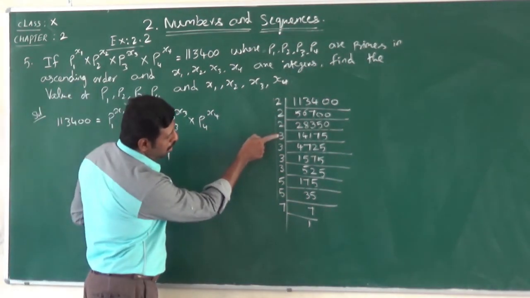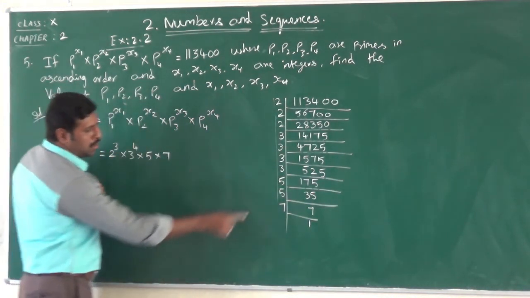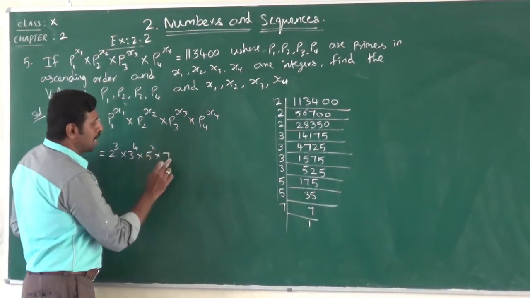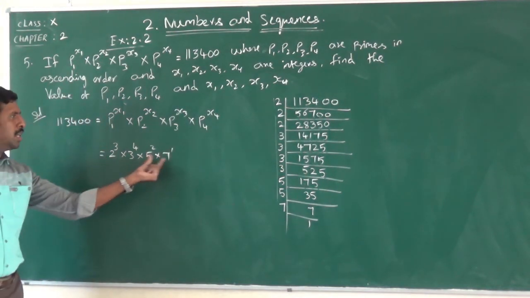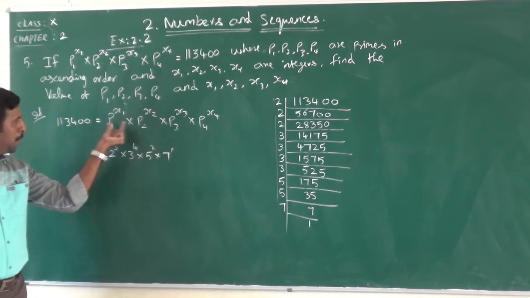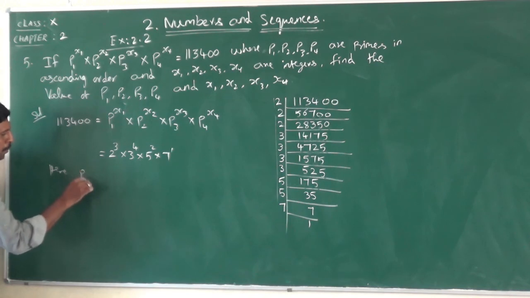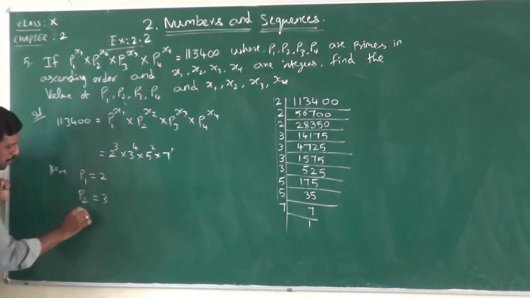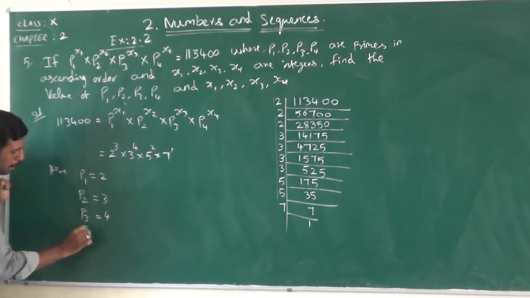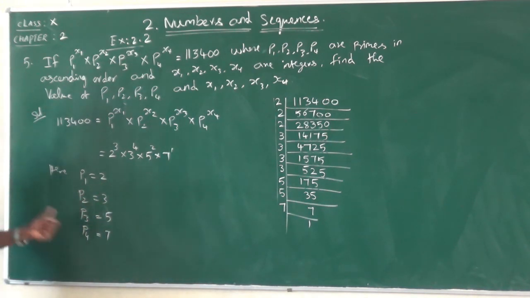And then 3 we have 1, 2, 3, 4. So 3 power 4. 5 we have 2 times. And then 7 only 1. So here the 2, 3, 5, 7 are the prime numbers. The value of p1, p2, p3 and p4. Here p1 is equal to 2, p2 is equal to 3, sorry, here we have 5, right? p3 is equal to 5, p4 is equal to 7 are the prime numbers.